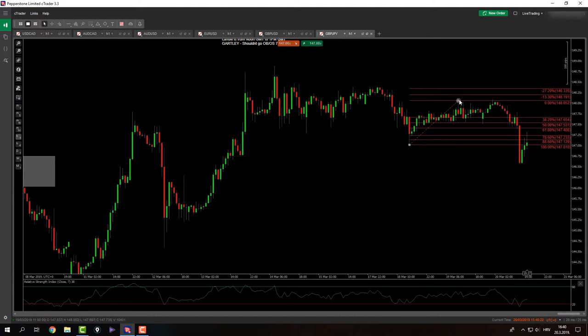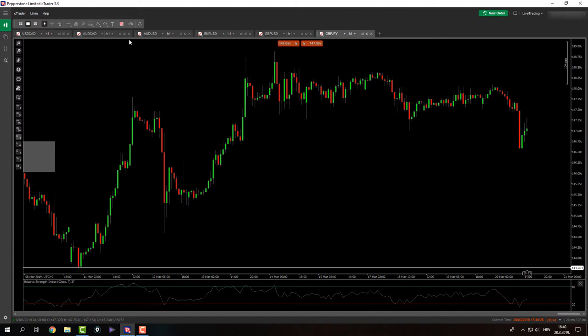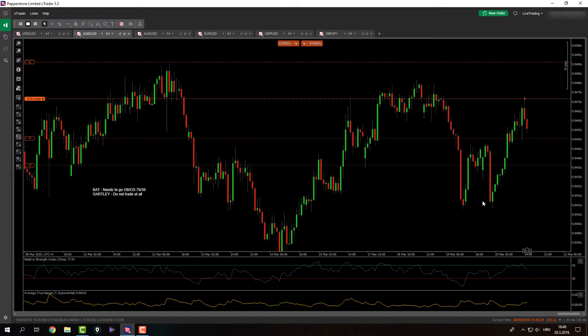There was nothing here today, and we did not get engaged in anything so far. So let's check out this Aussie CAD. Not sure, did it move? Let's see. So the low of the candle is 33 and my target is 505.